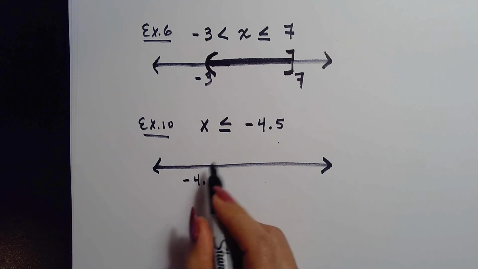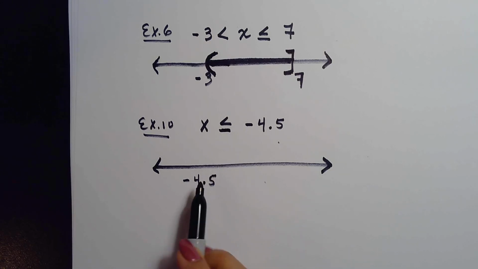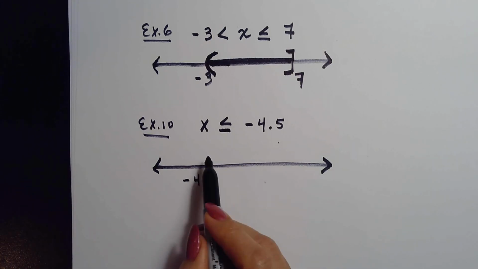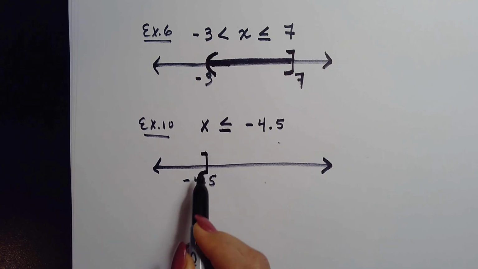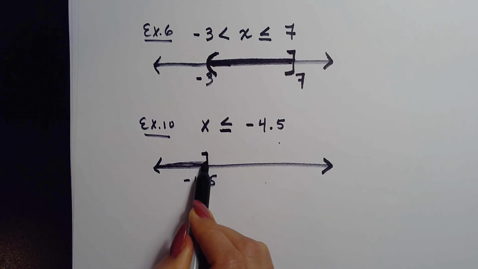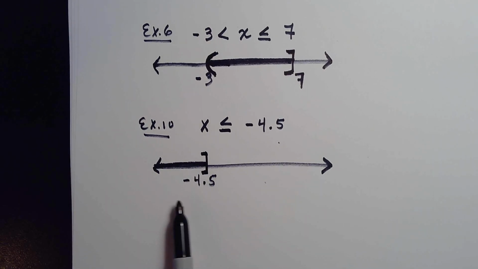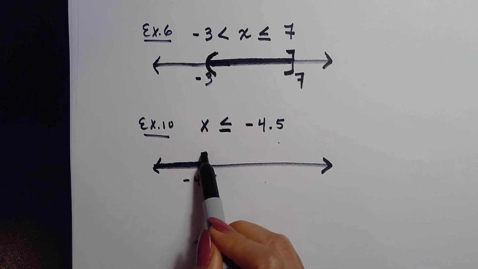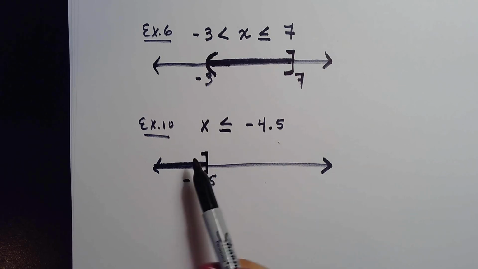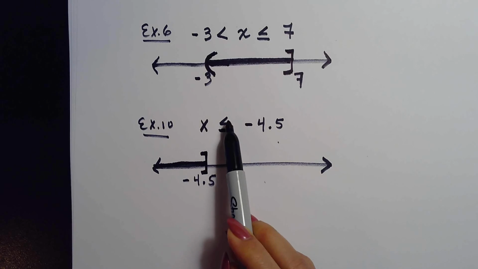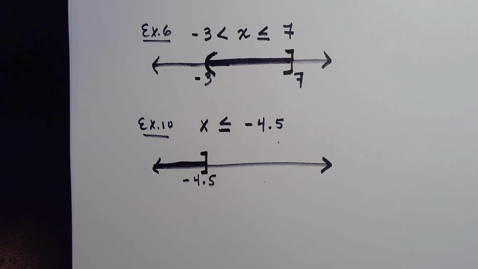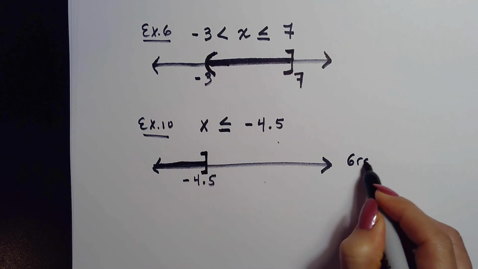Because it has the equal sign, it's going to be closed. And it's going to be facing to the left because it's less than. So it's going to be shaded going toward the left. So at negative 4.5, you have a closed parenthesis, but then you're going to be shading towards the left because x is less than or equal to negative 4.5. So this is the graph.